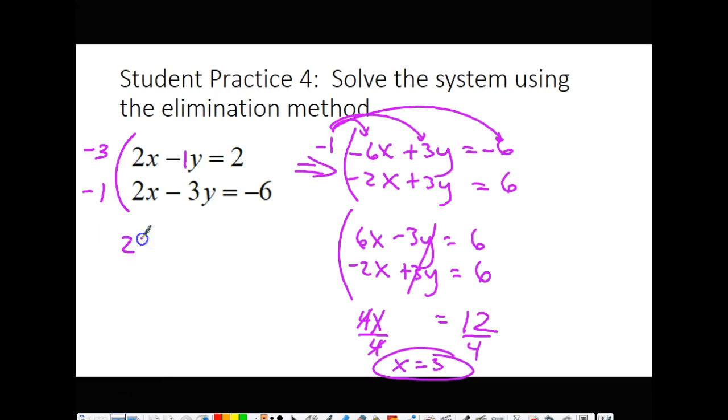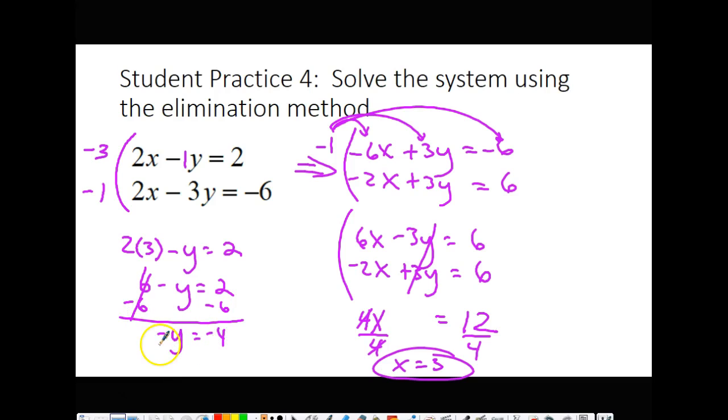Okay, so I'll use the top. I'm going to replace x with 3. So that's going to be 6 minus y equals 2. -y equals -4, which means if I divide both sides by -1 to get rid of that negative, we end up with y equals 4. Okay? So the answer is 3 and 4.